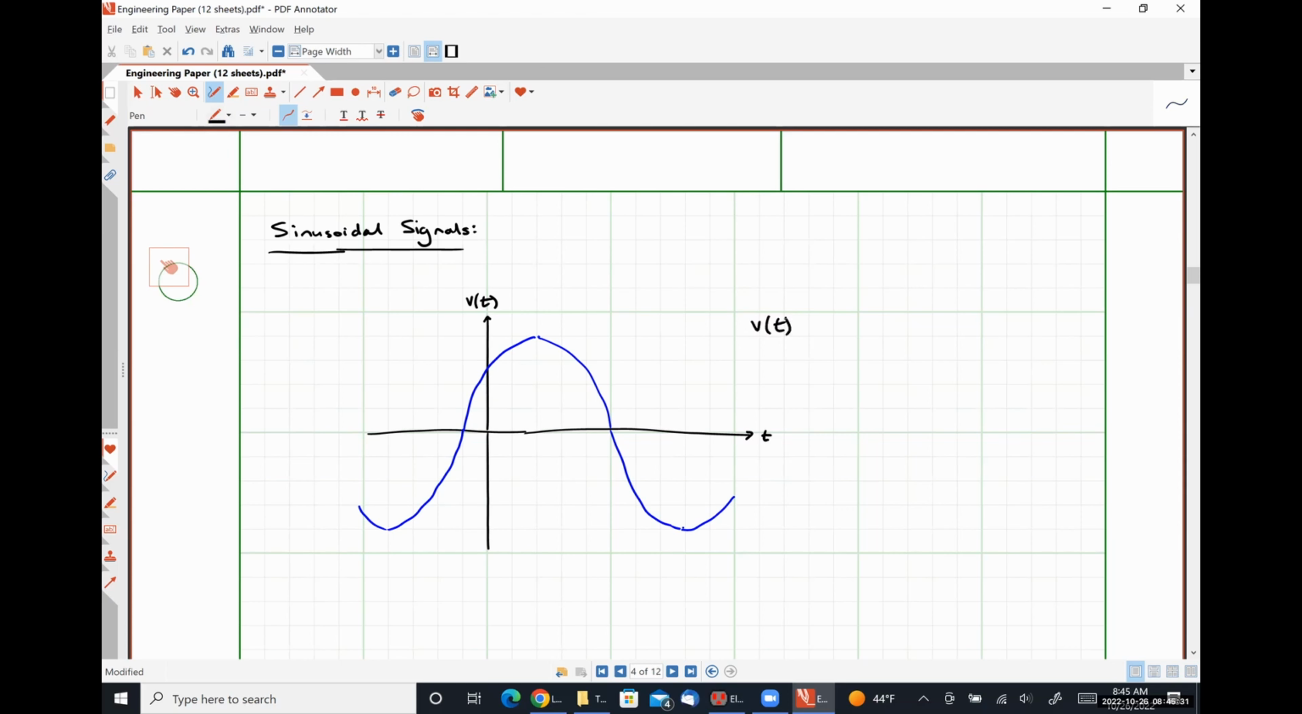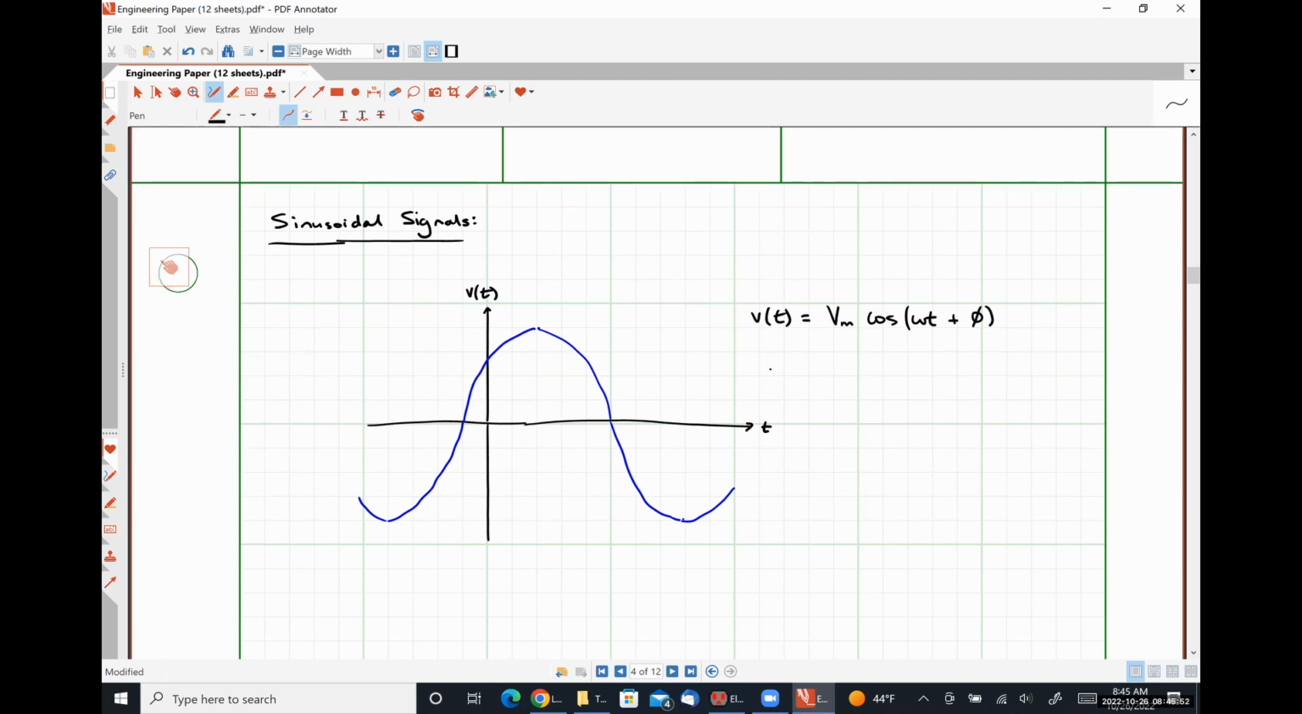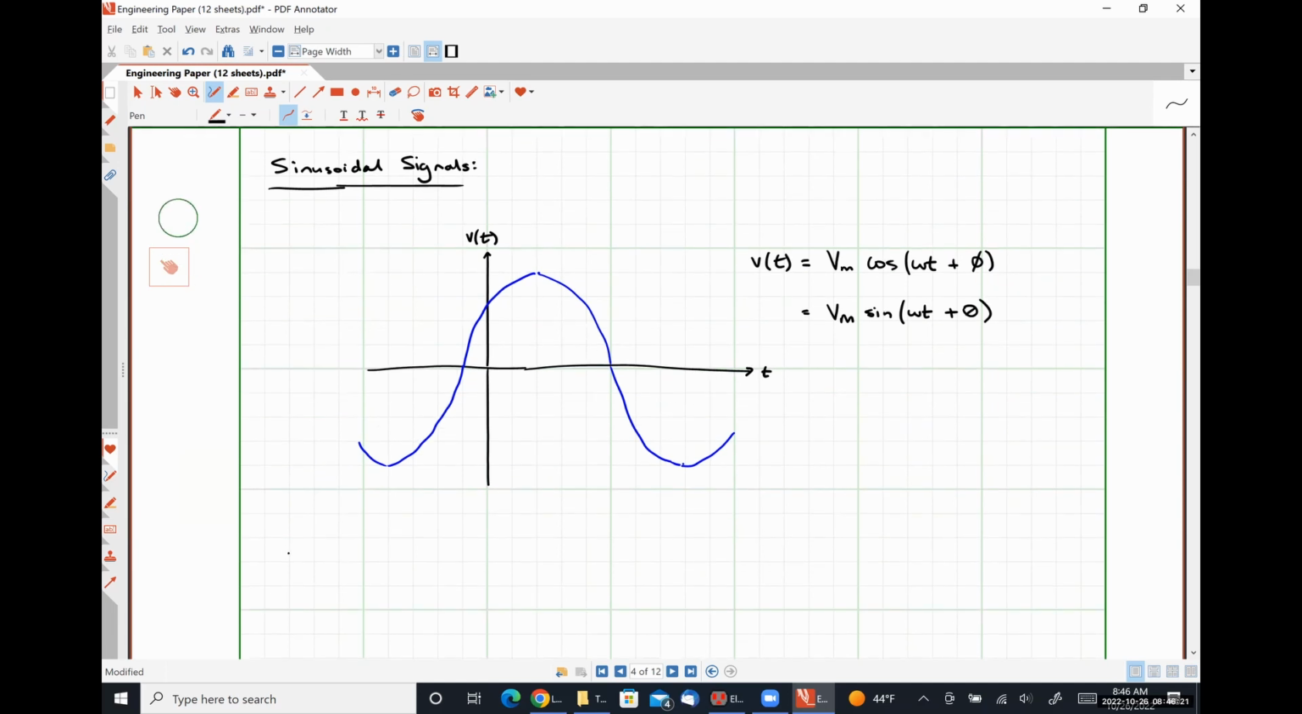this function v of t could be described as Vm cosine omega t plus some phase angle phi. And technically, we could also describe it as Vm sine omega t plus some arbitrary phase angle theta. And there is a relationship between phi and theta that we'll discuss briefly, okay? So I want to talk about the constituent parts of these representations. So the first thing we're going to focus on is Vm.